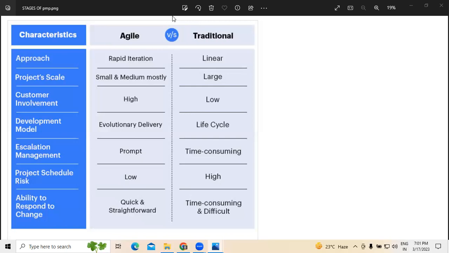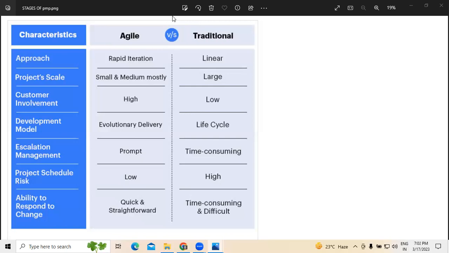So this has to be taken care of by the Scrum Master, right? Immediate impediments will be identified by the Scrum Masters, and these escalations will be closed as early as possible, immediately. That's what we generally do in Agile, which is prompt. Traditionally it is time consuming, but when we are following Agile, this is something prompt, right?